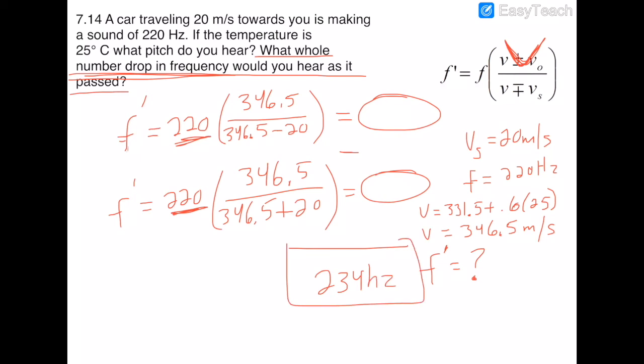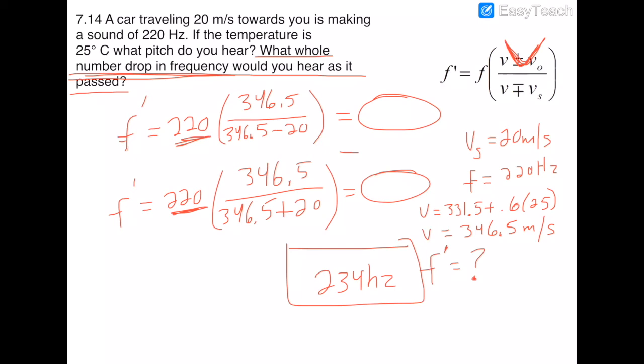So in that kind of problem, you actually had to do twice. Sorry about that. You have to do the frequency as it's approaching and the frequency as it's departing, and then you'd have to subtract those to see what frequency drop you would have had for that.